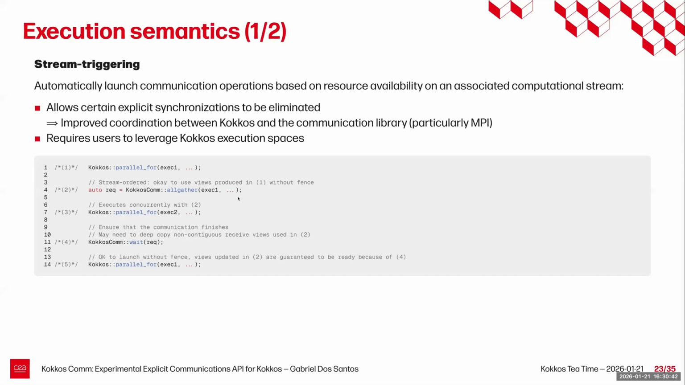So, for example, in this code, the all-gather operation is enqueued on the same execution space as the parallel_for here in 1. Because they are stream ordered, we know that the all-gather will only start once this parallel_for is finished. We don't need any synchronization in between. Here on 3, this parallel_for is on a different execution space, so it can run concurrently with these two first.